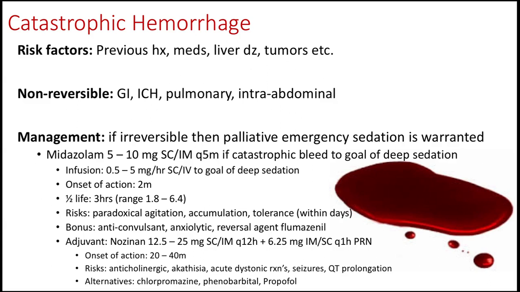Sites where we see this would be gastrointestinal bleeds, pulmonary bleeds, intra-abdominal bleeds, and intracranial hemorrhage. What they all have in common is that they're not able to be compressed easily or stopped easily and easily reversed. So if it's an irreversible and fatal bleed, then palliative emergency sedation is warranted. Typically what I've seen done is using midazolam, quite high doses of 5 to 10 milligrams, and you can give it subcutaneously.